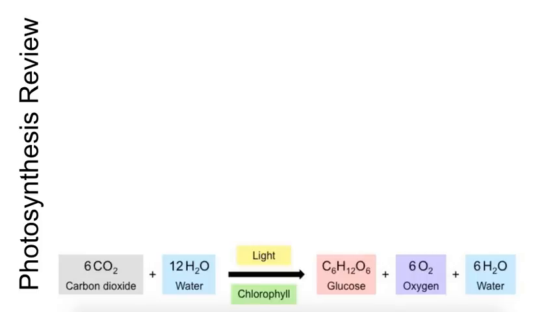A quick photosynthesis review. We looked at this quite a bit in Bio 2, so please consider this. We know that photosynthesis involves carbon dioxide plus water with the energy taken from light and in the presence of chlorophyll and chloroplasts in the plant, creating glucose, which is our energy source, the release of oxygen, and also water.